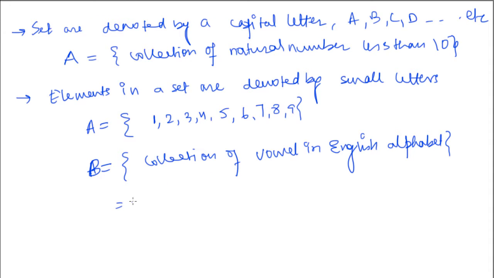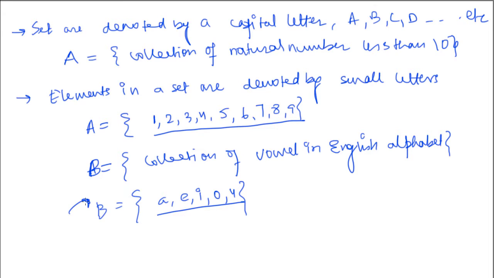So how would I denote? These are known as the elements of the set. So how would I write down A, E, I, O and U? These are my elements, and this is how I am denoting the set. A set is denoted by capital letters, and these are the elements of the set, which we denote by small letters.